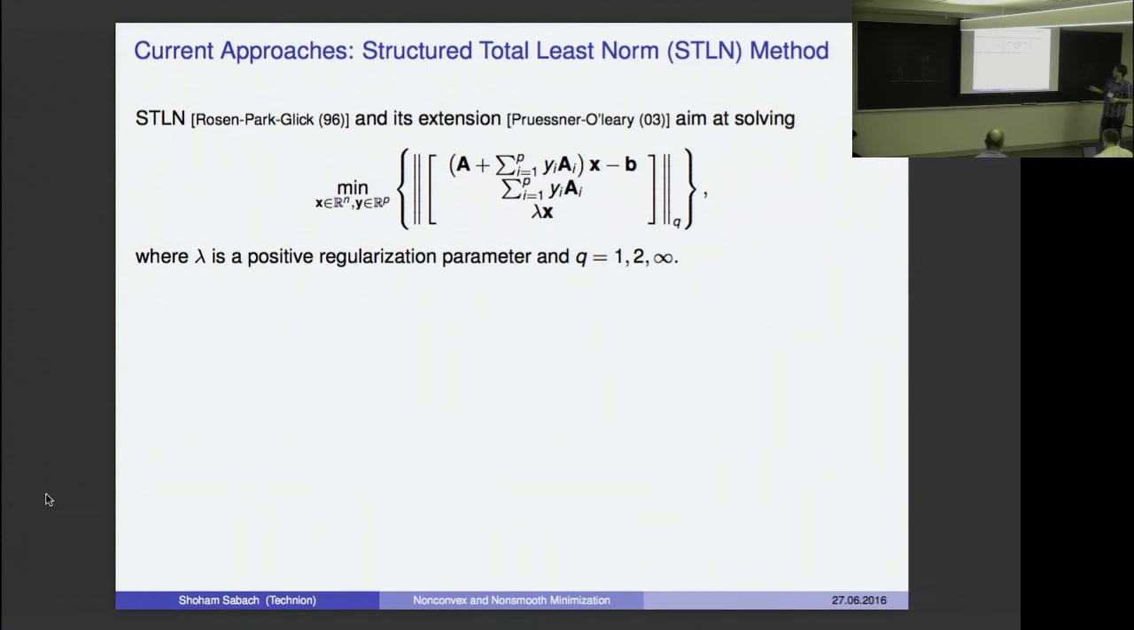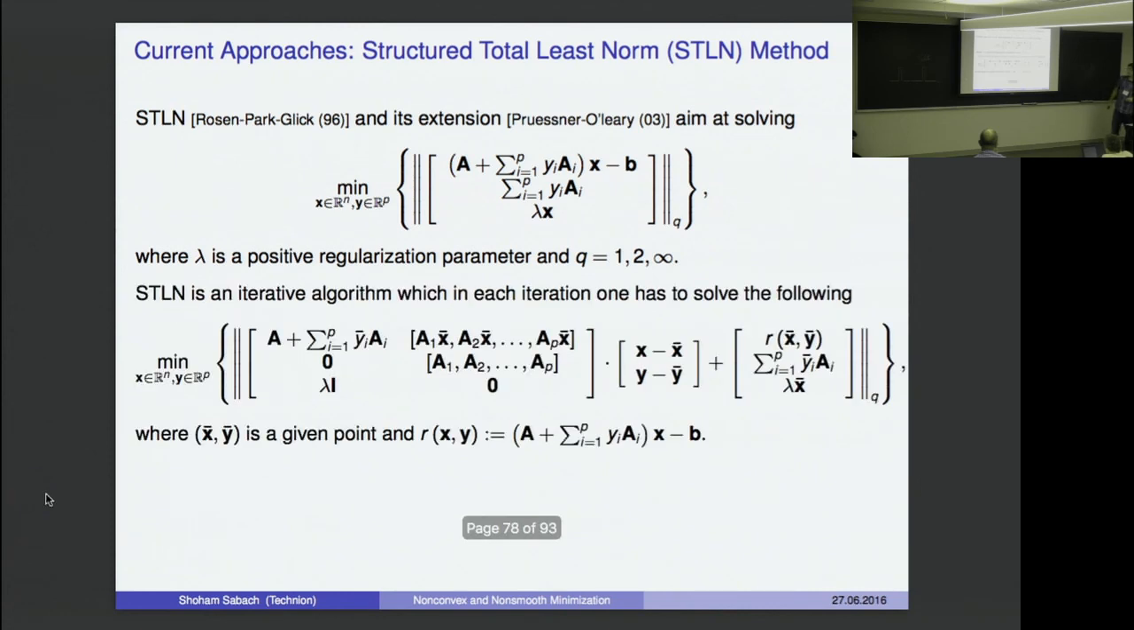They would like to minimize the norm of the extended matrix. They allow for three different kinds of norms: L1, L2, and L infinity. As you can see, here we have the data fidelity term, here we have the error matrix, and here we have the regularizer. So they put all of them together in one matrix, and they want to minimize the norm of this matrix.